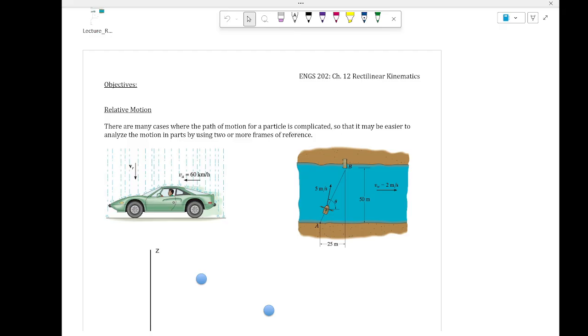In the homework you do have some practical applications as well. Any questions? Do you understand relative motion? Now I'd like to see it, obviously, right? Okay, so let's start with the theory first.